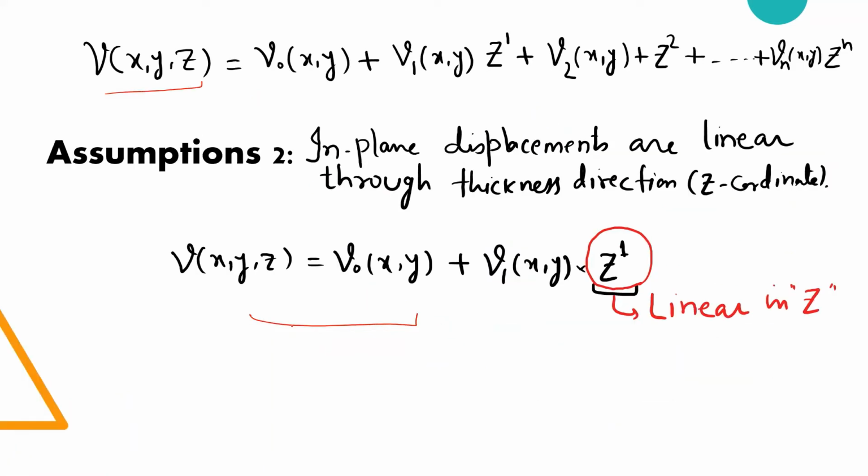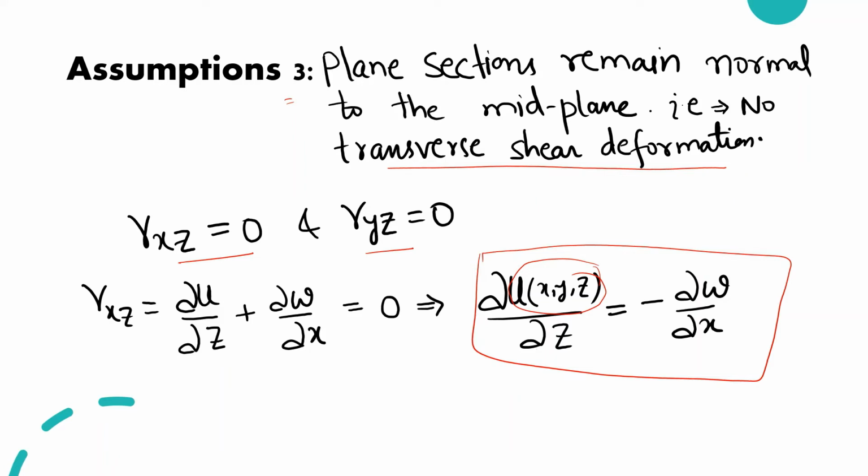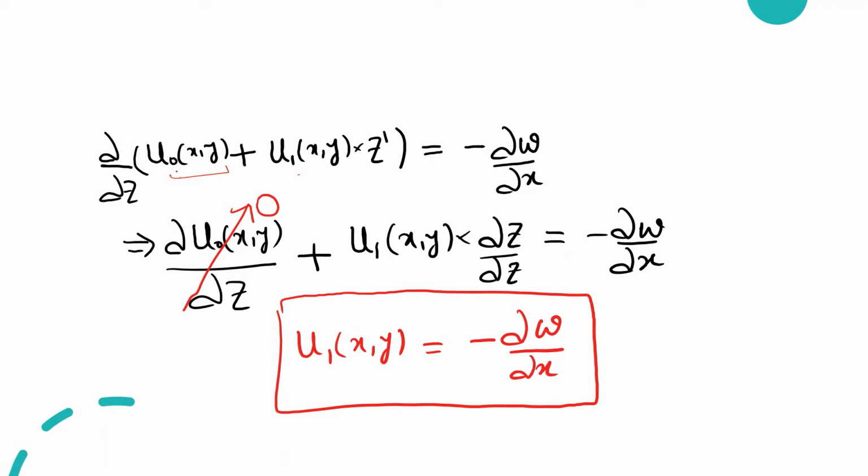Here also in assumption 2, in the y direction, v of x, y, z we have taken up to linear terms only. Therefore for u of x, y, z we have considered up to the linear terms: u naught of x, y plus u1 of x, y z to the power 1 is equal to minus del w by del x. So from there, del of u naught of x, y by del z: this is a function of x, y only and we are differentiating with respect to z, therefore it would be 0, plus u1 of x, y into del z by del z, which would be 1.